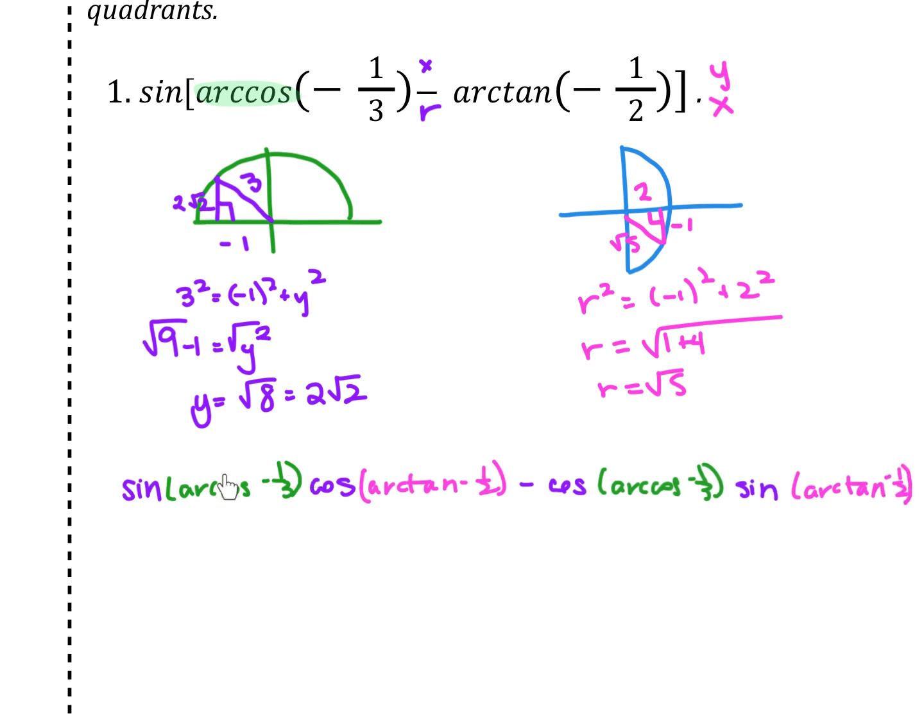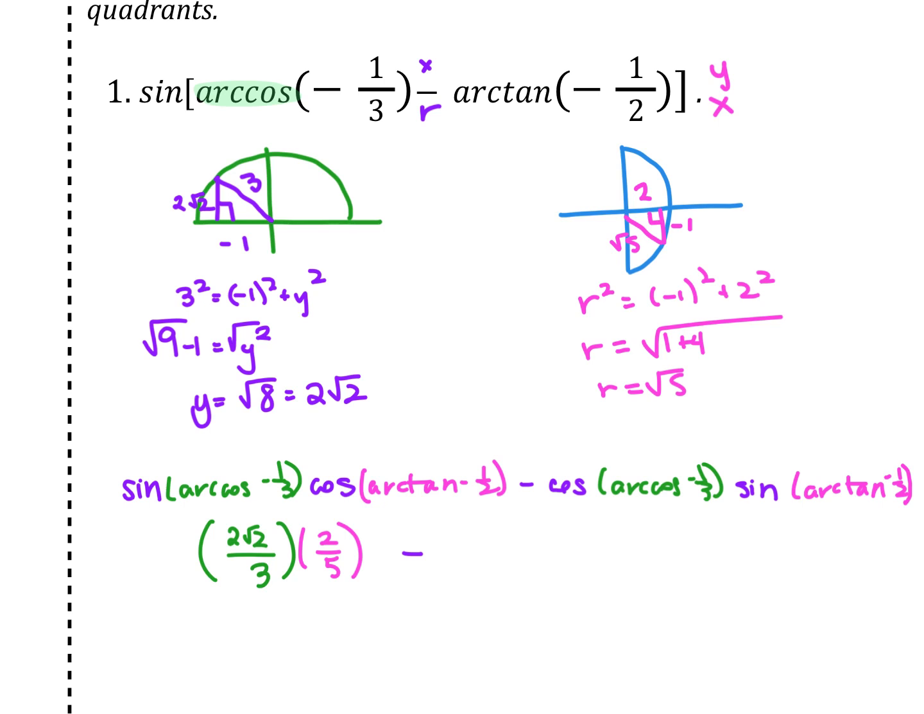So all this is asking us is that we're trying to find the sine of the arc cosine triangle, which is the first triangle here. And then for the second one, we find the cosine of the other triangle here, and then we repeat. So sine of the first triangle is y over r, so it's 2 root 2 over 3. And then cosine of the second triangle is 2 over root 5.